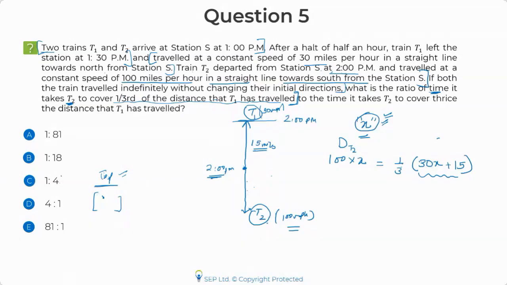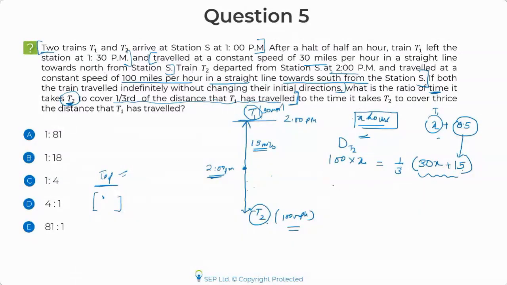Understand it in this way. Let me give you an example so it might be clear to you. Hypothetically speaking, let's take the time as 4 p.m. Let's take the time as 2 hours basically. So if I'm saying that T2 has traveled 2 hours, T1 has actually traveled 2.5 hours, right? Because it started at 1:30. So I'm breaking it down into two parts. Half hour: in this half hour, I know T1 has covered 15, and in these 2 hours it will be covering 30 times 2. But I don't know this number, which is why I've taken it as x.